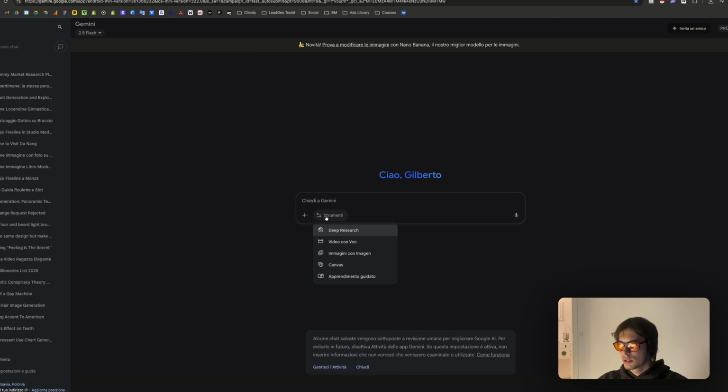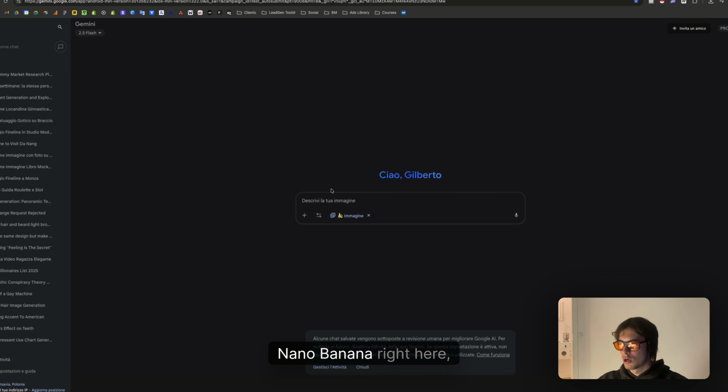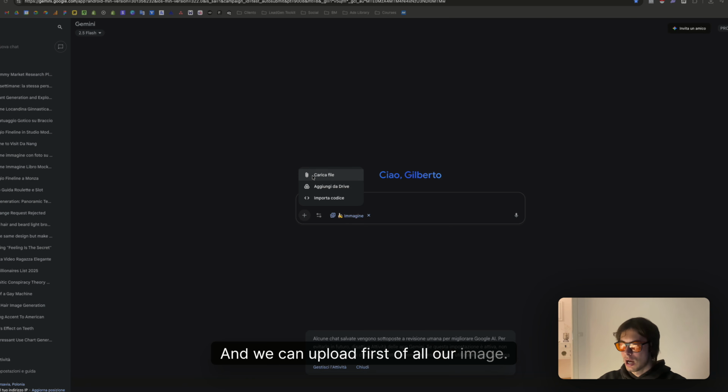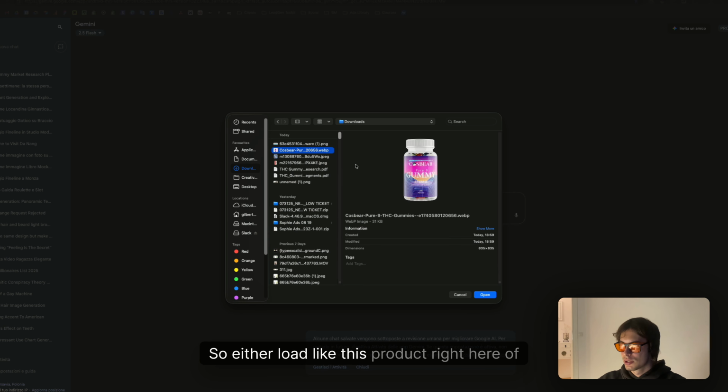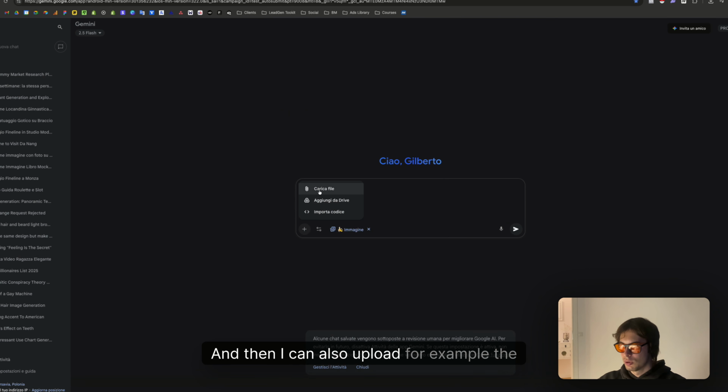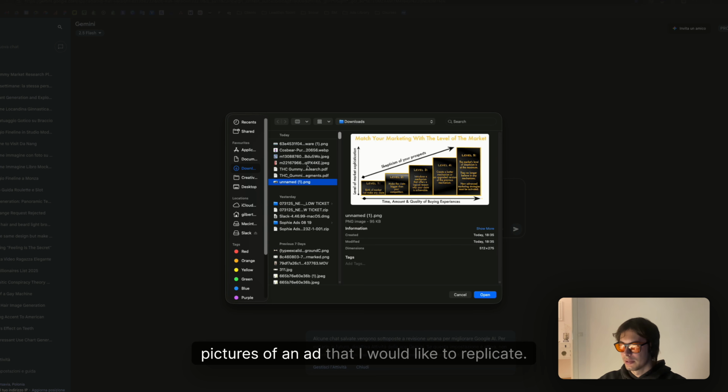We're gonna do instruments. There should be Nano Banana. We are Nano Banana right here, which is the new feature from Gemini to create your image and to edit your image. And we can upload, first of all, our image. So I downloaded this product right here, some T9 gummies, okay?